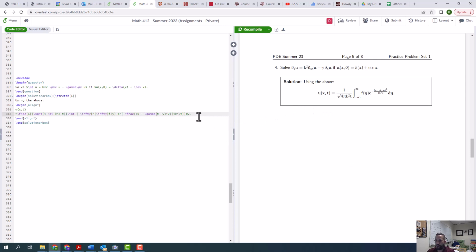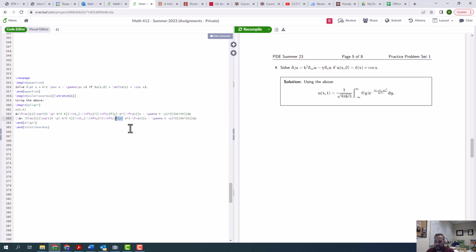Okay, so now I'm going to get rid of my period here. I'm going to do like this. Okay, and then I'm just going to replace this with delta plus cosine. So I'm basically going to break this into two integrals. So I'm going to have this.